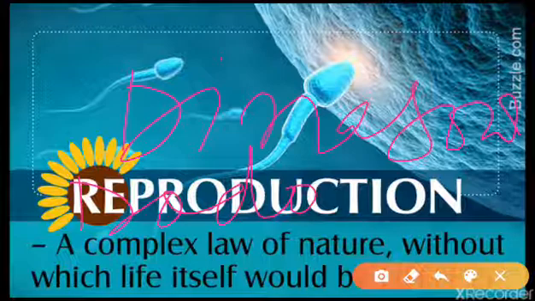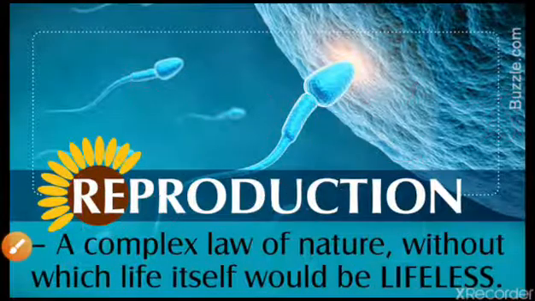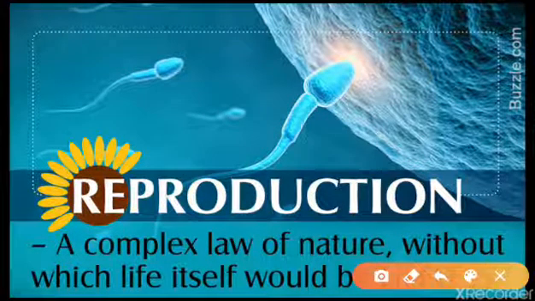So when they stopped reproducing, they were finished from the earth, and there is no reverse process by which they come again. So reproduction is so much essential. If we want to define reproduction, reproduction is a process by which an organism gives rise to new organisms of the same kind.